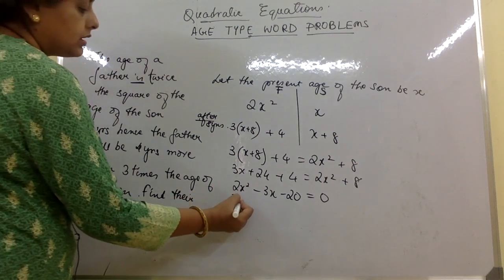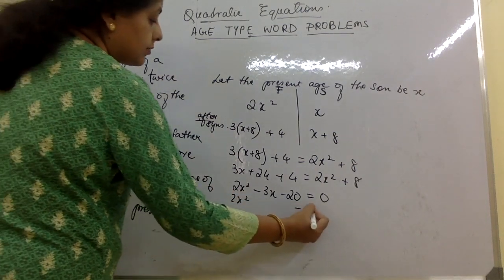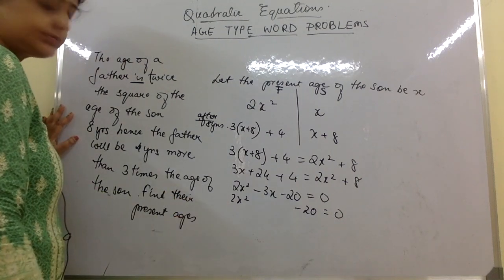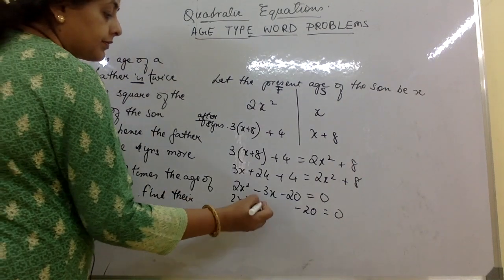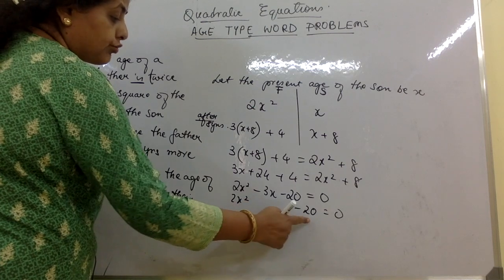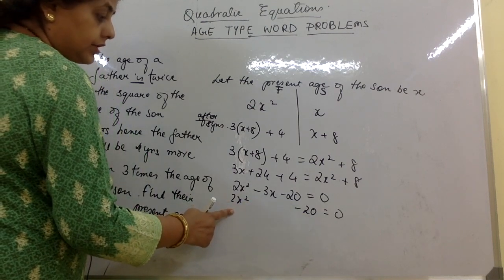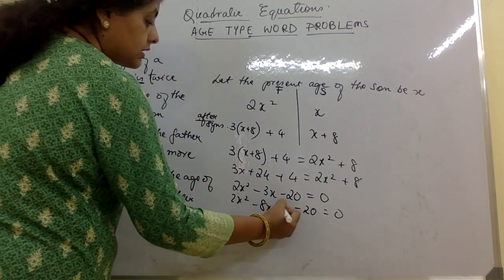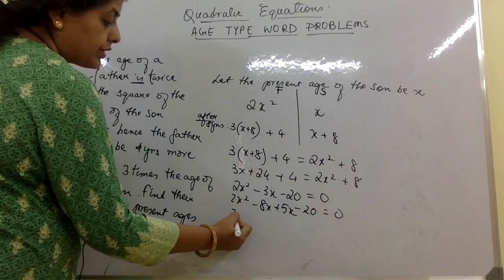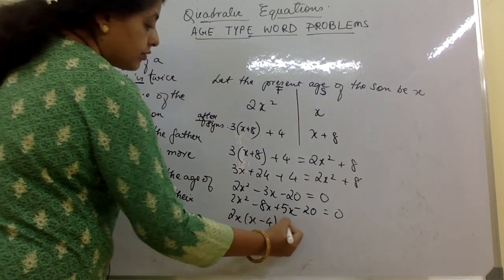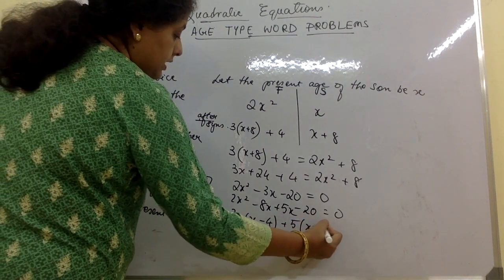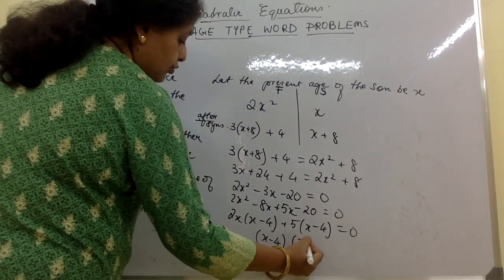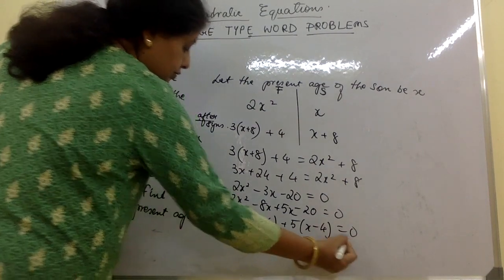Now I shall be factorizing it. Minus 20 is equal to 0. This is how much? 20 into 2 is 40. Okay, so what can I use? So I can use minus 8x plus 5x. Okay, 2x, x minus 4 plus 5, x minus 4 is equal to 0. x minus 4, 2x plus 5 is equal to 0.